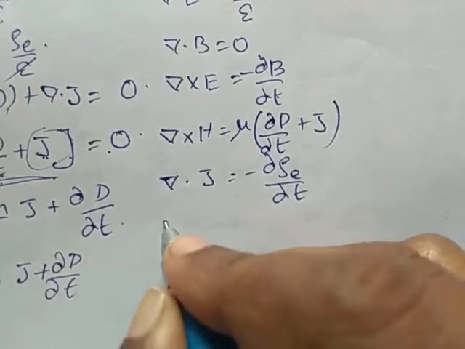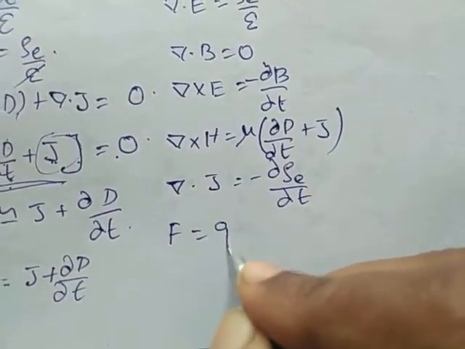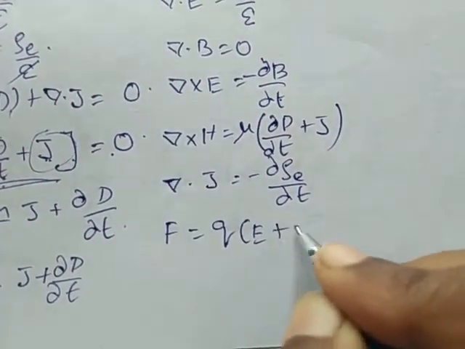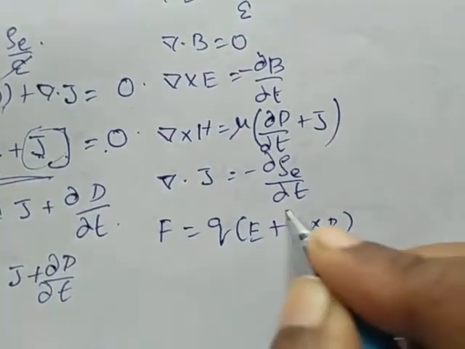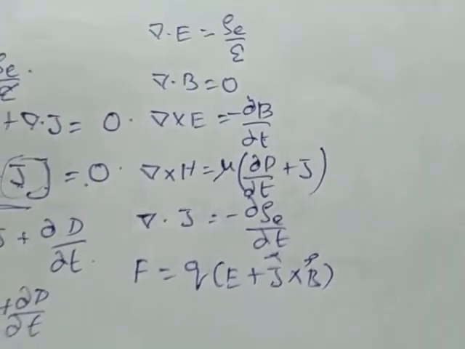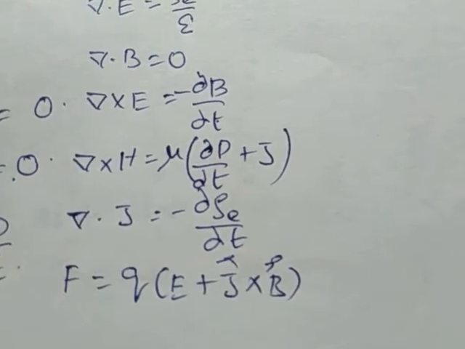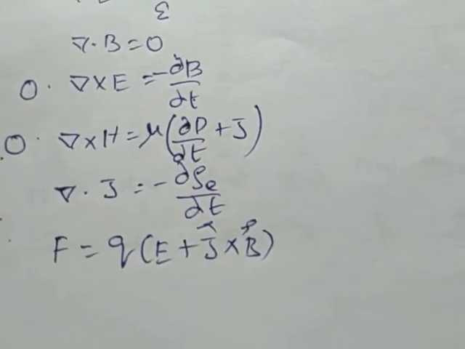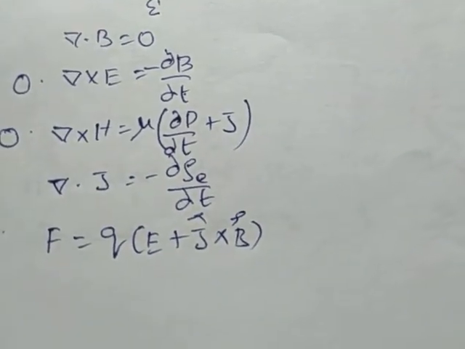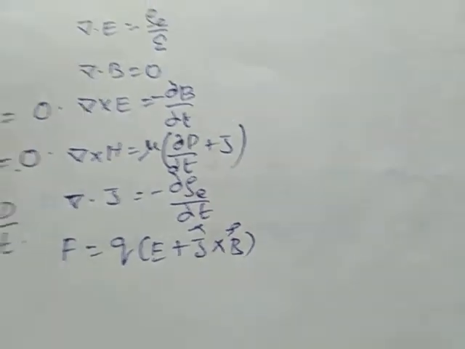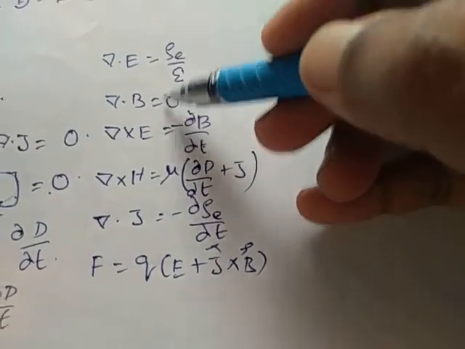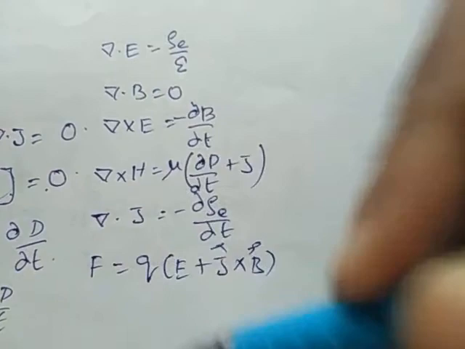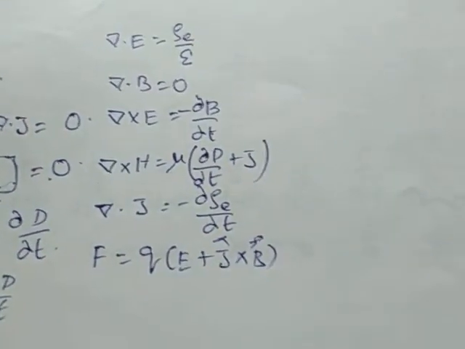At last, F is equal to Q times E plus v cross B. This is our Lorentz force. Whenever we apply a magnetic field perpendicular to the flow, there exists an opposing force. That force we call the Lorentz force. This set of partial differential equations are Maxwell's equations.